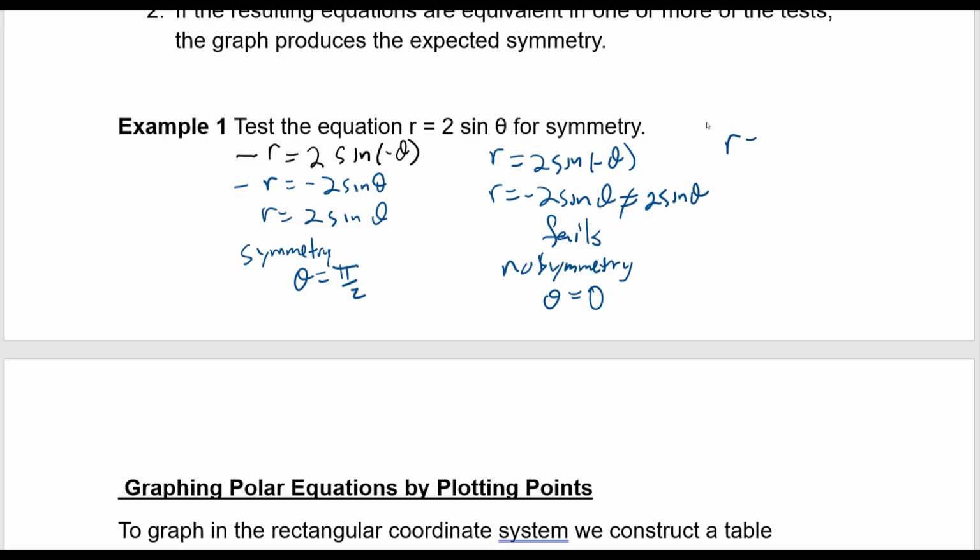And then negative r is 2 sine theta. And that's just not going to be the same thing, so like r equals negative 2 sine theta like we saw in the last one. So no symmetry. So let me just clarify. This one was polar axis. And this one is with respect to the pole.